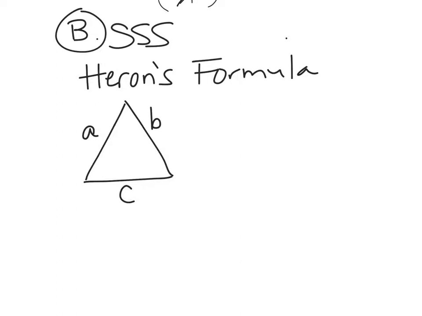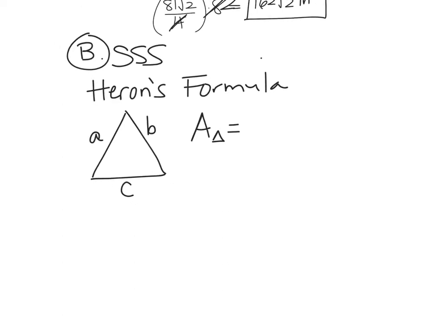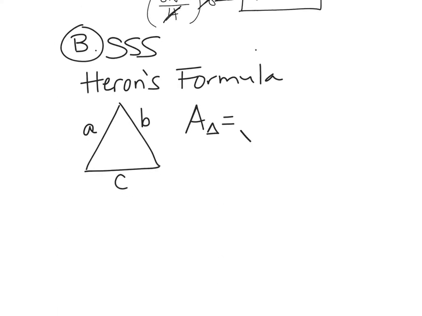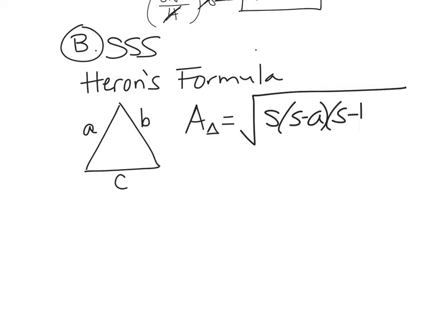Okay, here we go. Here's a triangle, ABC, and we know these sides. Heron's formula says to find the area of this triangle, you're going to take the square root of S times S minus A times S minus B times S minus C.